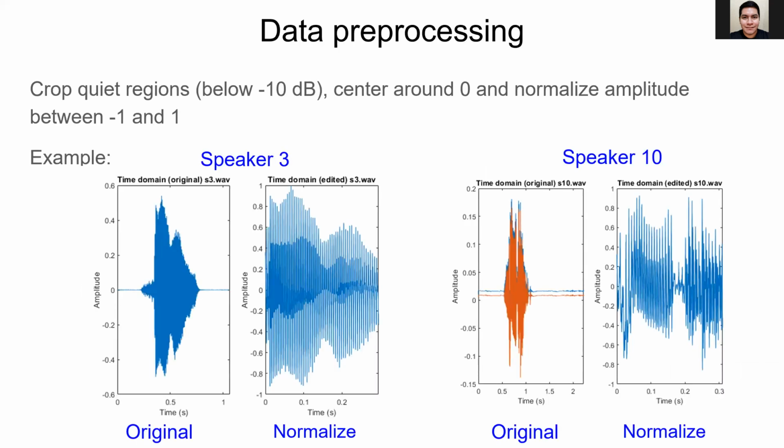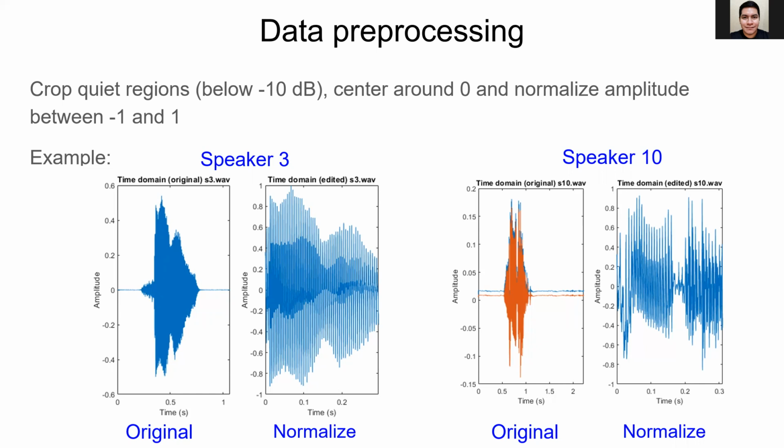So now let's talk about the design of the system. The first stage is the data preprocessing. Here we crop quiet regions that have amplitudes below -10 decibels. We also center the signal around 0 and normalize the amplitude to be between -1 and +1.